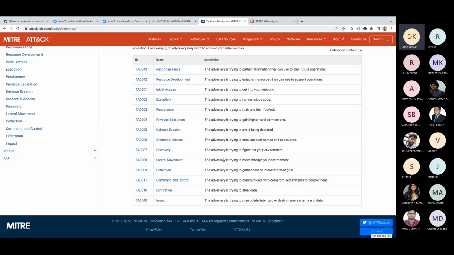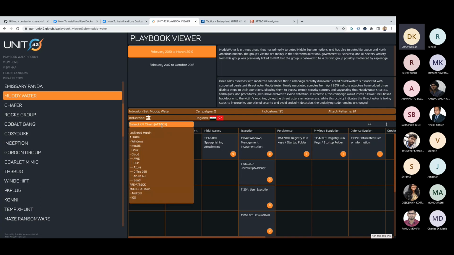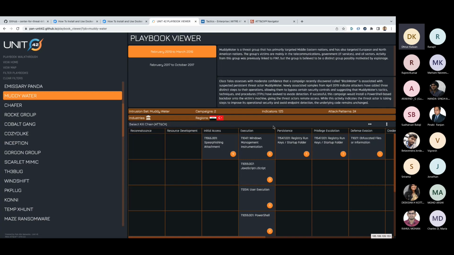Do you need to memorize this? No. Do you need to use this? Yes, very often you can. How you will use this information is in terms of a group providing information in terms of their tactics, and then the techniques that they're using.